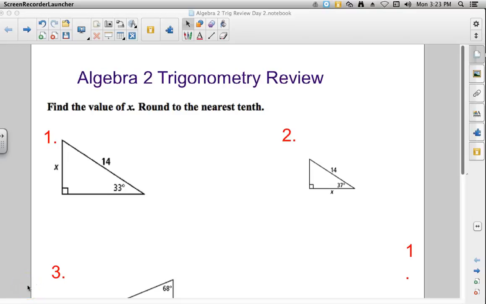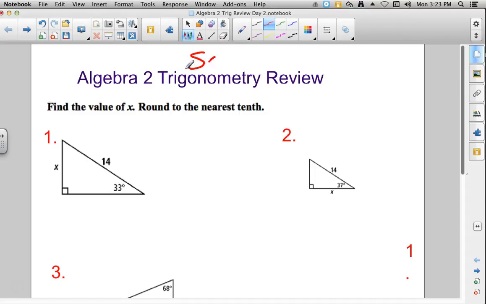This is the second of our trigonometry reviews for Algebra 2 as we start to get ready for the MCAs and the ACTs. And trigonometry involves our understanding again that we're using SOHCAHTOA. And in this case, we're going to talk strictly about right triangle trigonometry to find the missing pieces of a triangle. So number one, the instructions say find the value of x, round to the nearest tenth.